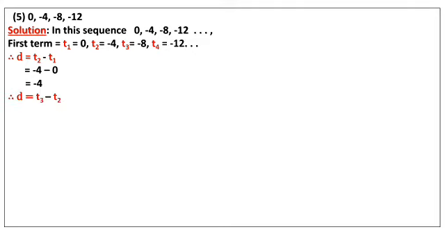Now t3 minus t2. The t3 value is minus 8 and the t2 value is minus 4. We'll open the bracket first. We got minus 8 plus 4. The answer is minus 4 because 8 is the bigger number, so we'll put minus 4.